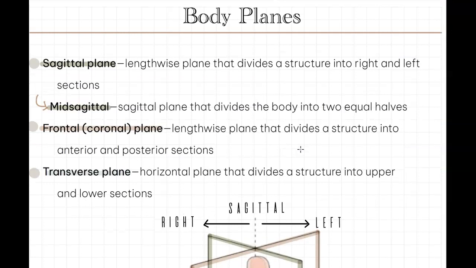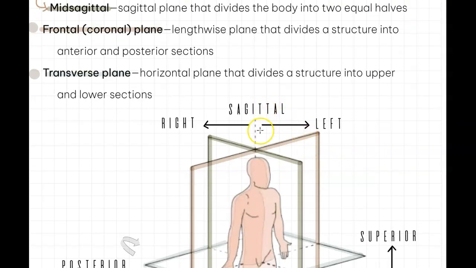All right, so finishing up this part one, we have body planes. We have the sagittal plane, which is a lengthwise plane that divides a structure into right and left sections. There is a little subset of the sagittal plane called a midsagittal plane. It is a plane that divides the body into two equal halves. So if you cut a person in half right down the middle of them from the top of their skull, and the cut would actually end in the genital area, that would be a midsagittal plane.